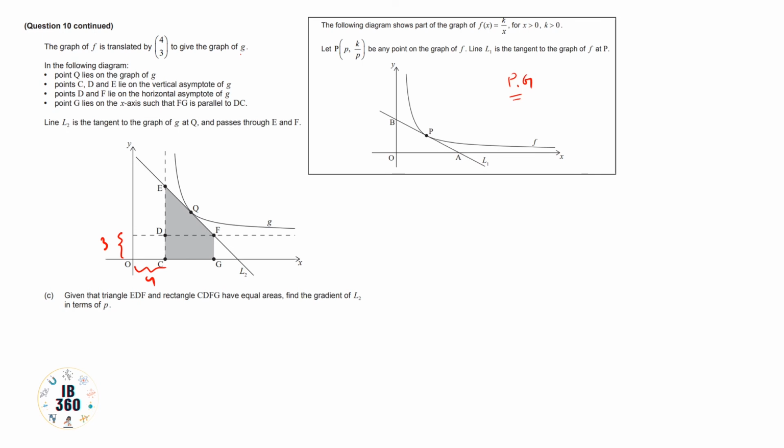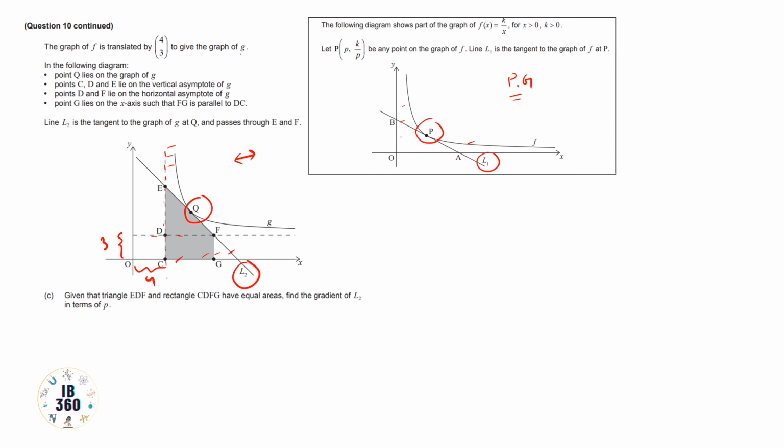Some things are written, like point Q lies on the graph of G, and points C, D and E lie on the vertical asymptote of G. So basically this point P and this point Q are the same, and the L2 line and L1 line are also the same. So obviously from these two graphs, if we leave the shifted region, then this portion and this portion are equal. So from here we can write gradient of L1 is equal to gradient of L2.